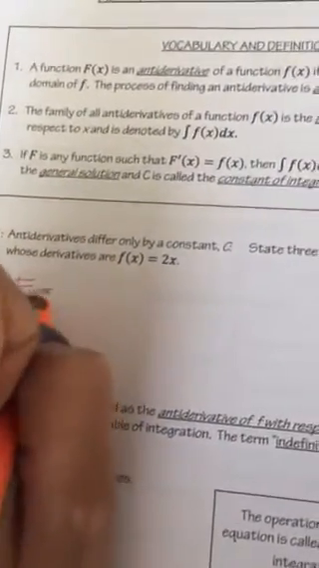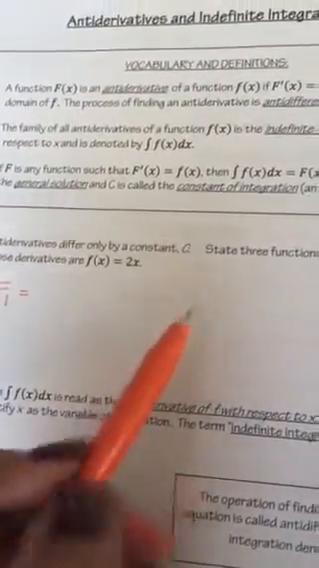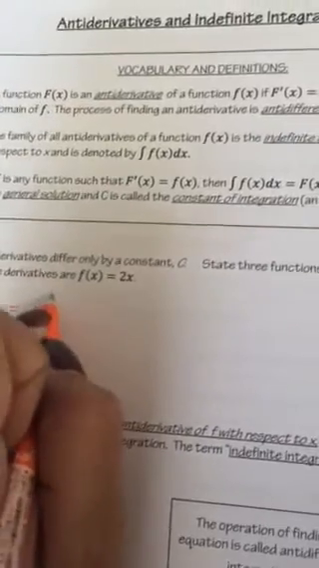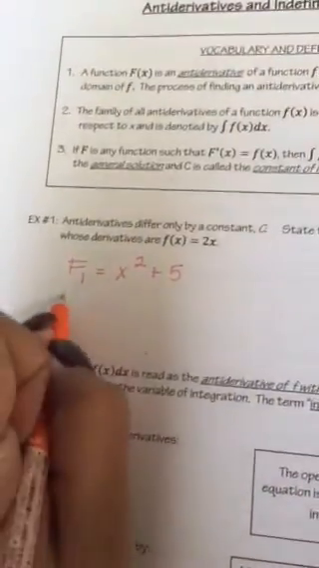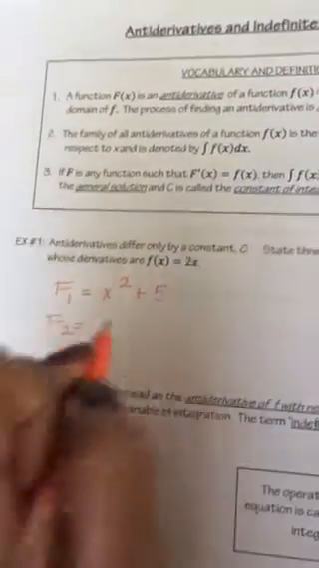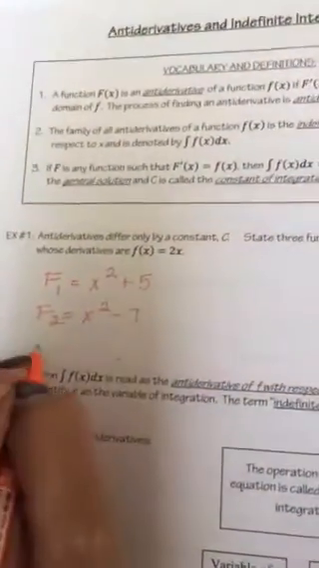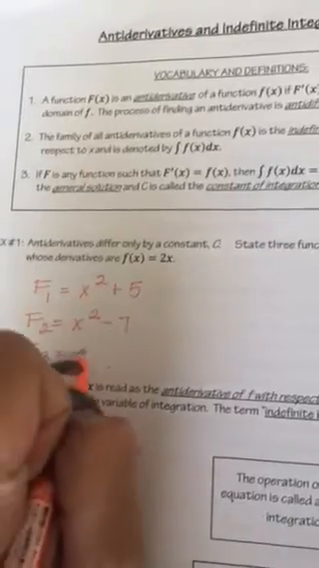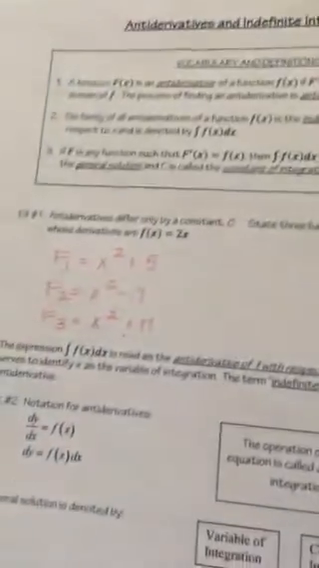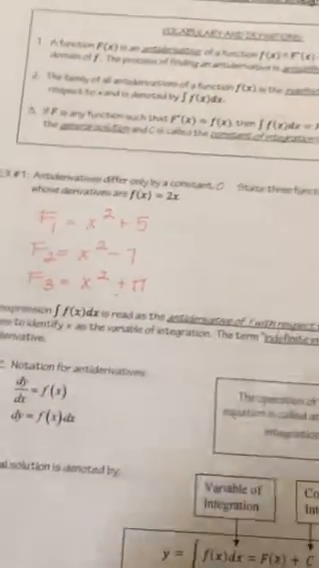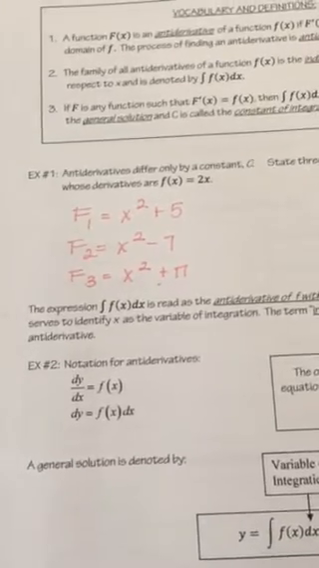So let's say we know that 2x is the derivative of x squared. So we could simply say x squared plus 5 would be one of the functions. Or x squared minus 7 could be another function. Or x squared plus pi could be another function. Because when you take the derivative of these three functions, they all give you the same derivative, being 2x.